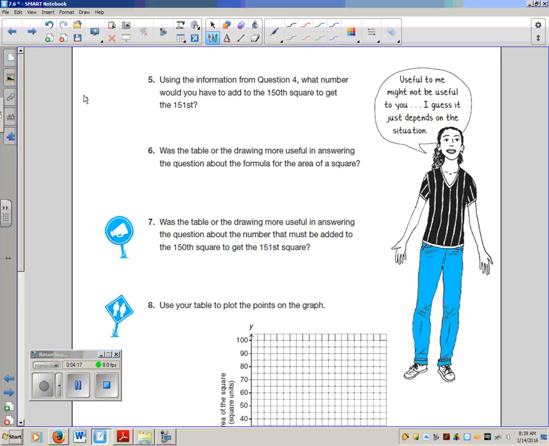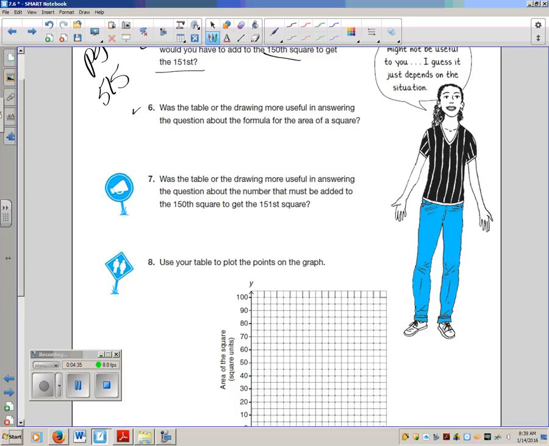Page 515. Same question as before. So if you answered it earlier, I'm just going to transfer your answer there. Number 6, was the table or drawing more useful? It's up to you. Answer that one. Answer the question about the 150th to 151st. Answer that.